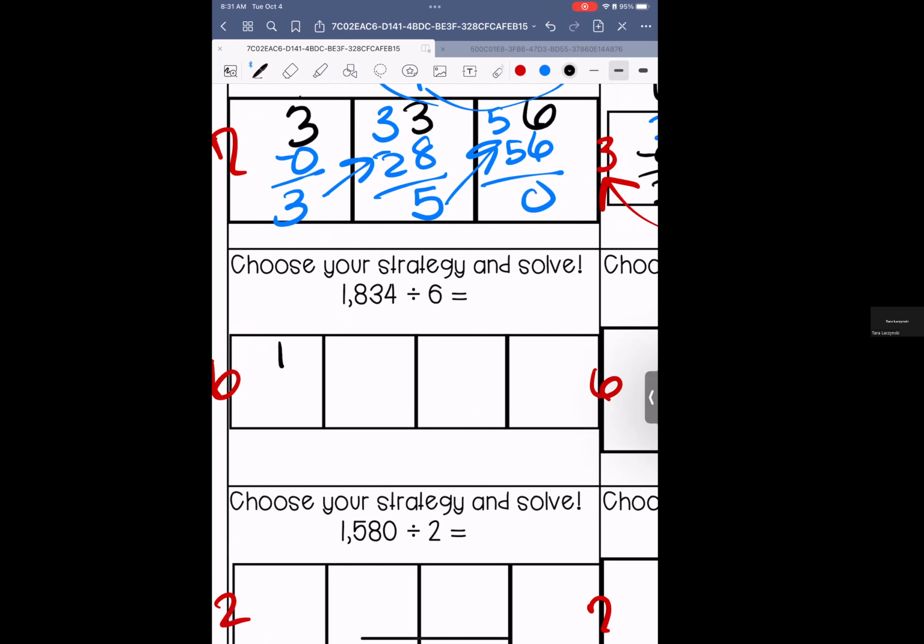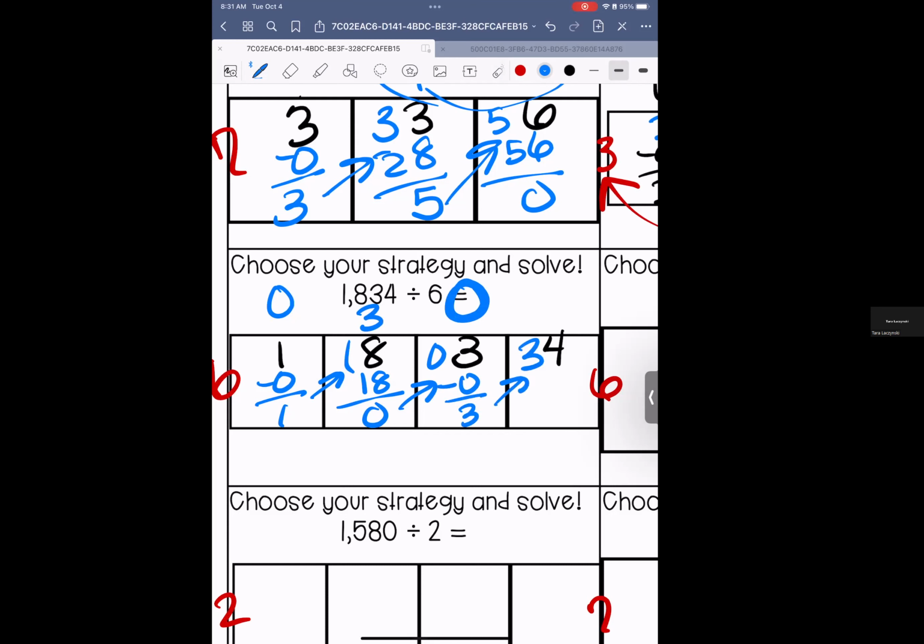All right, 1,834 divided by 6, change it to blue. It doesn't go into 1, but at this point, we could do this with our eyes closed. It goes into 18 3 times. 6 times 3 is 18. Subtract for 0. It does not go into 3. Don't forget your 0. So important to set us up for success.